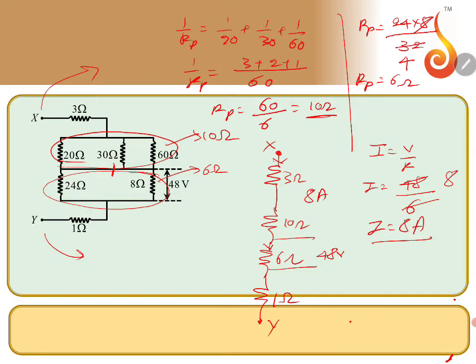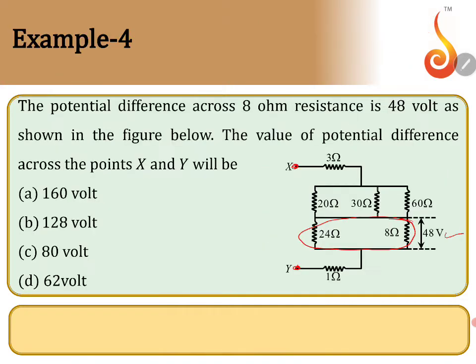What is the overall resistance between X and Y? Let us try to find out now. It is 3 plus 10, 13, plus 6, 19, plus 1, 20. So the overall resistance is 20 ohms. Now voltage drop across X and Y is given by the current flowing through that into the resistance between X and Y. What is the current flowing? 8 amps into the resistance 20, which is 160 volt. So let us see the options: 160 volt, it's option A.